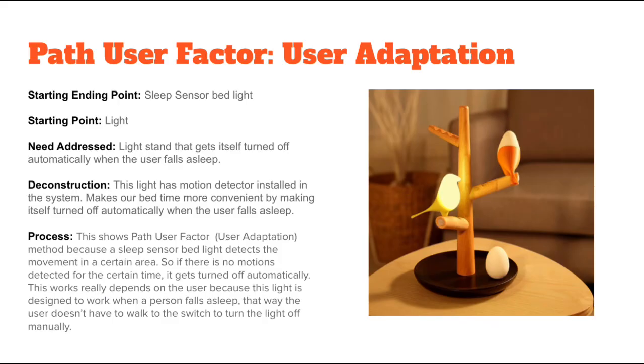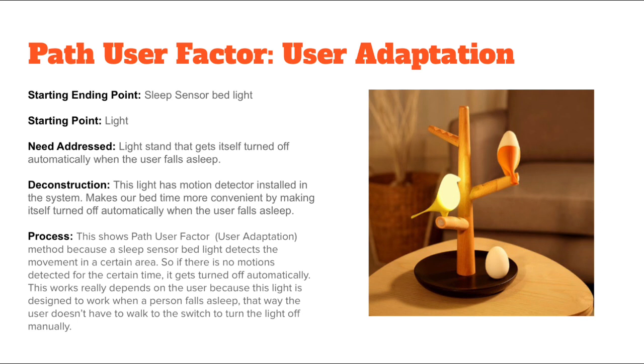The path user factor, user adaptation. So my starting ending point is sleep sensor bed light, and the starting point is light. So this is a light stand that gets itself turned off automatically when the user falls asleep. So deconstruction, this light has motion detector installed in the system, makes our bedtime more convenient by making itself turned off automatically when the user falls asleep.